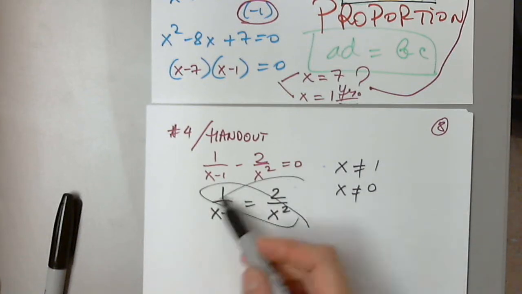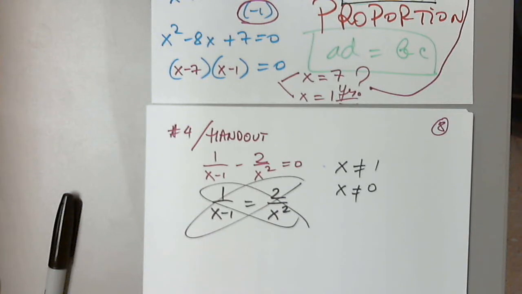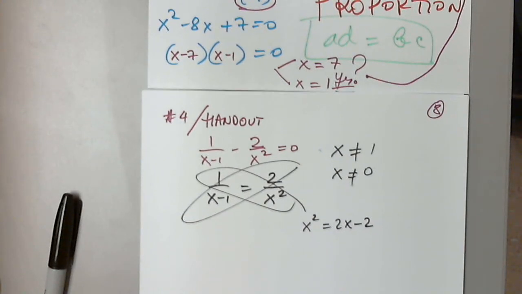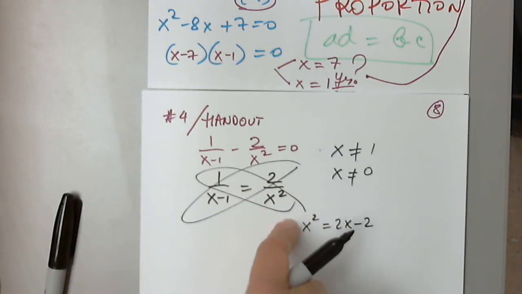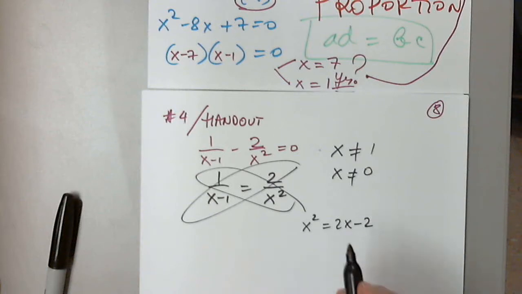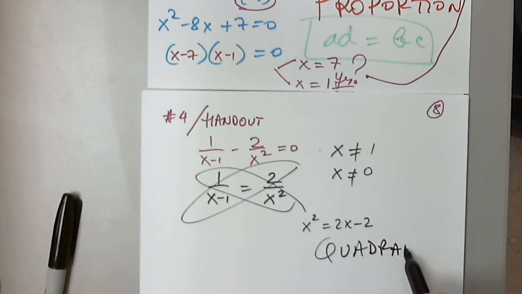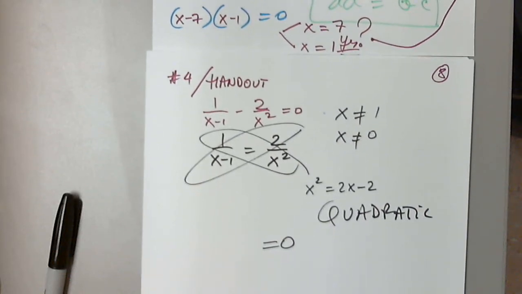Perfect. So now can anyone give us the cross multiplication? Very good. I agree. 1 times x squared and 2x minus 2. So this is what type of equation now? Quadratic. We have to set it equal to 0. It's a must. So then we have x squared minus 2x plus 2.